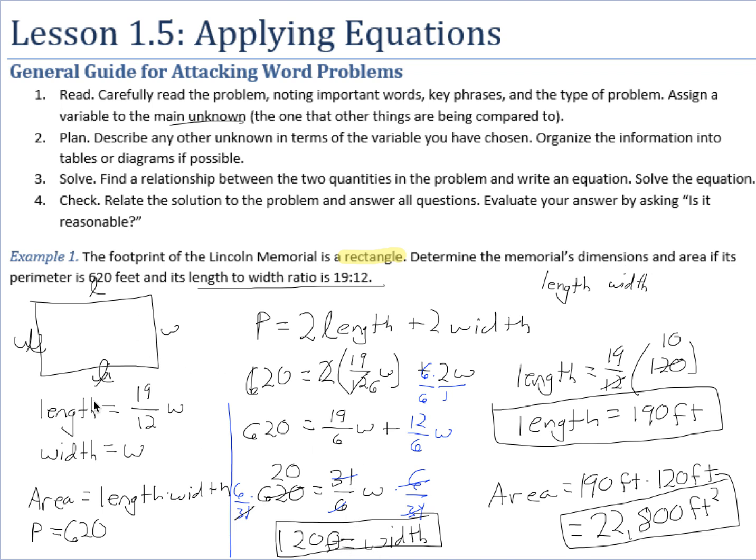Makes sense. We could plug back and make sure this is 620 feet. For our perimeter, we have 190 plus 190 is 380. 120 plus 120 is 240. 240 and 380 do add up to equal 620. So that's a check because we can go back and check if the perimeter is correct.